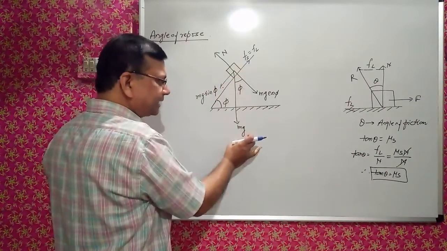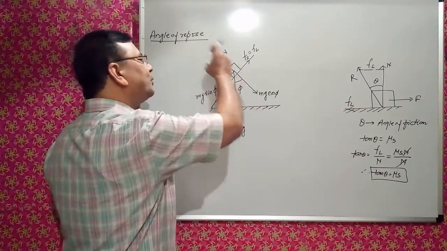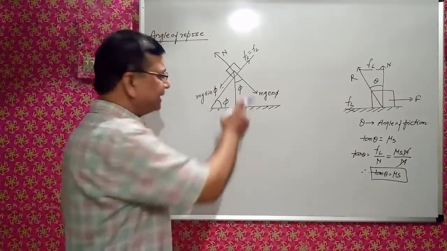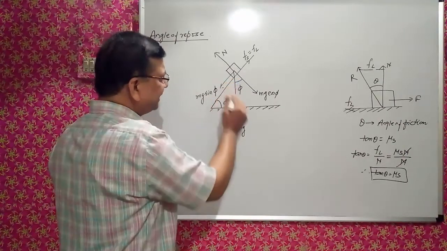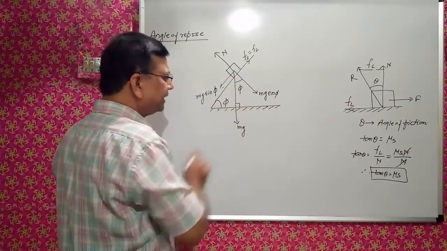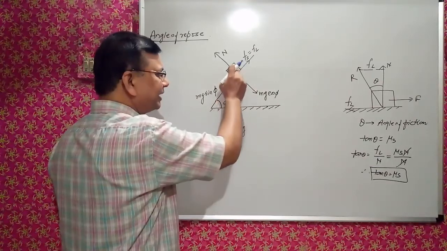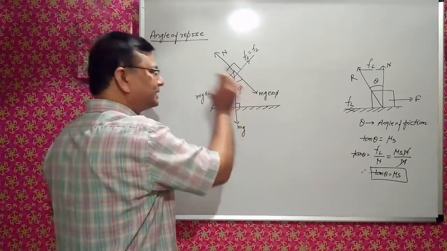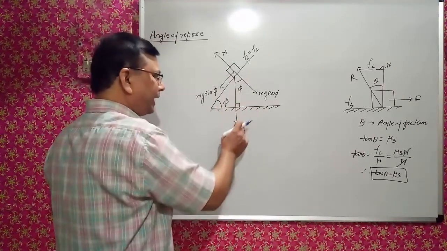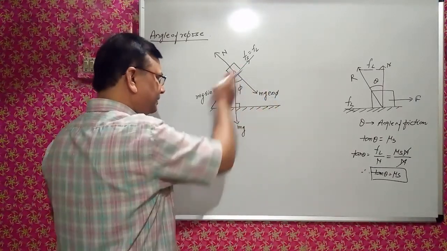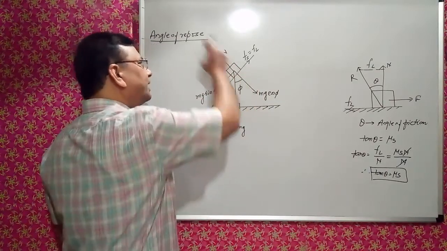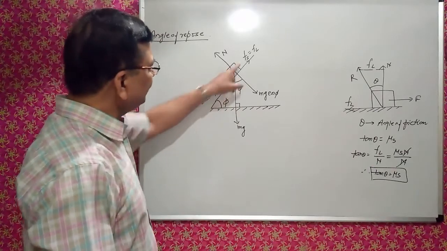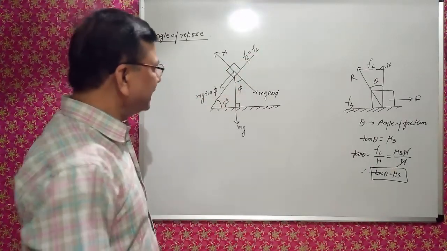So mg is acting downward, and its components are in this direction. This angle is phi, this angle will also be phi. ये phi कैसे हो जाएगा? This angle is 90 minus phi, this is 90 degrees in total, because it is perpendicular to this surface, so this angle will also be phi. So mg cos phi in this direction, mg sin phi in this direction. Normal reaction due to this surface is N. And since it is about to move, this frictional force will be equal to the limiting friction.